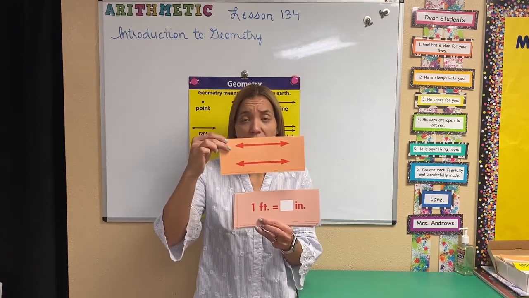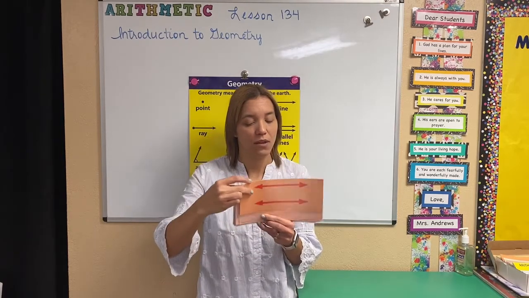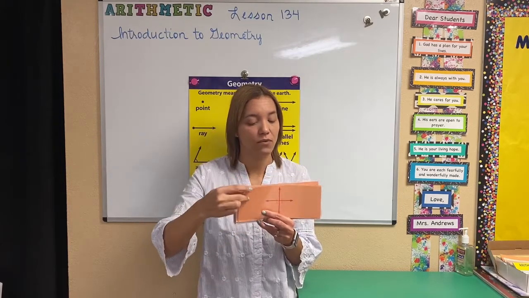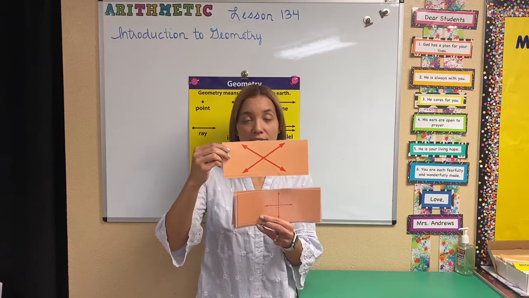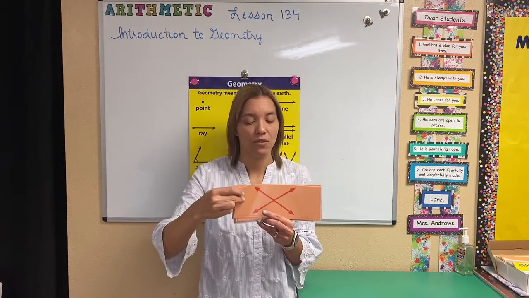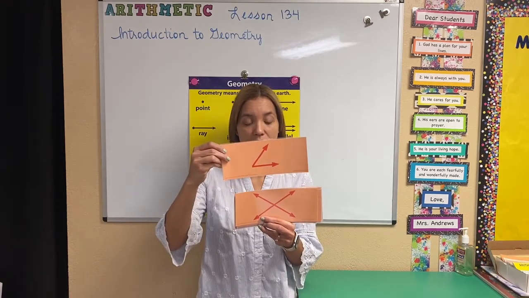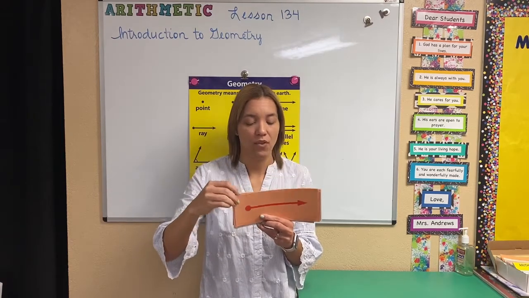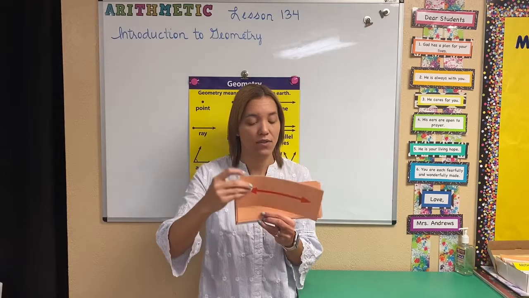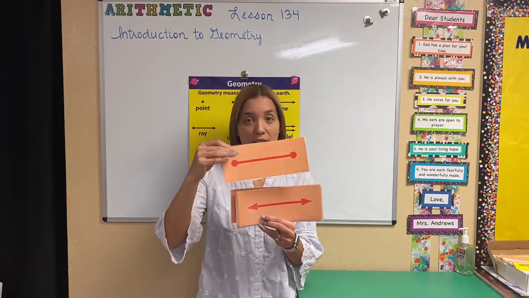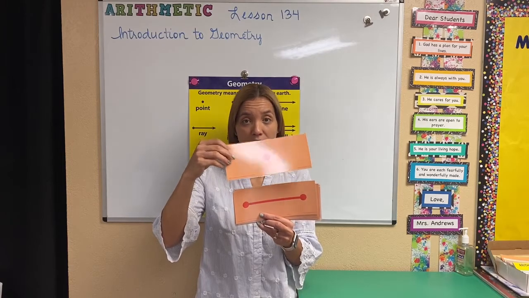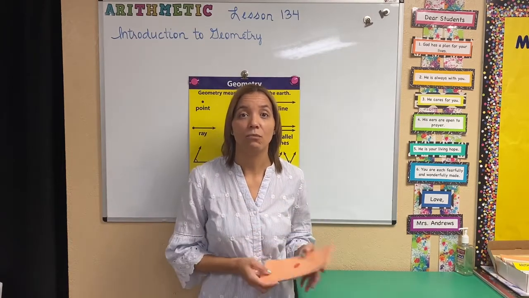These are parallel lines, perpendicular lines, intersecting lines, an angle, a ray, a line, line segment, and a point. Now we're gonna move over.